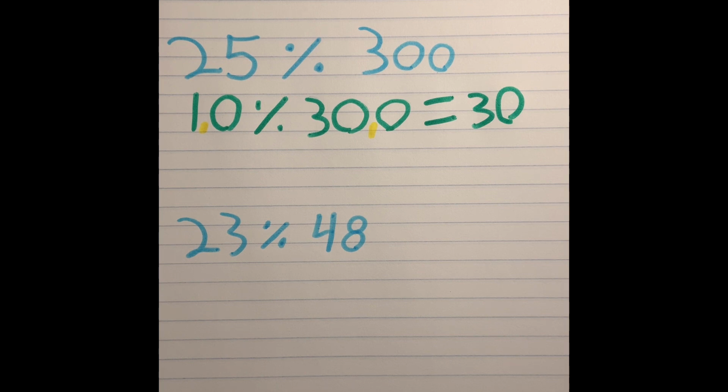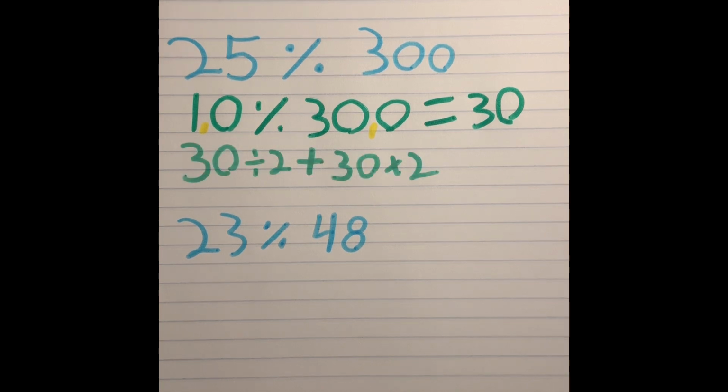Now, we must times 30 by the number in the tens place of 25, which is 2. So 2 times 30, what's that equal? 60. Now 30 divided by 2 is 15. So 60 plus 15 equals 75.